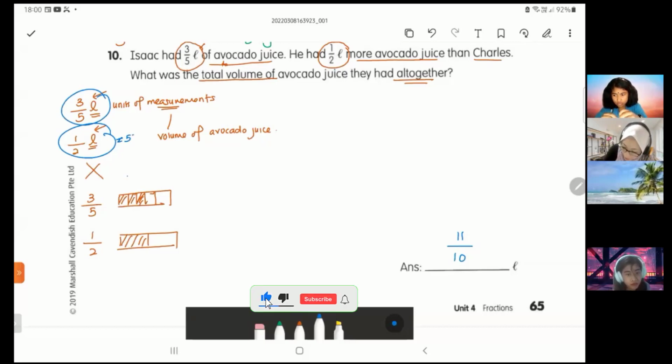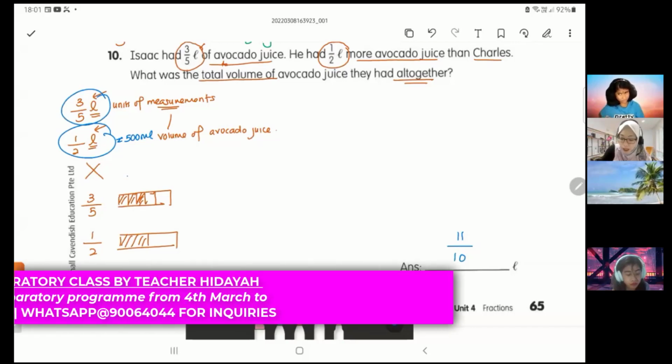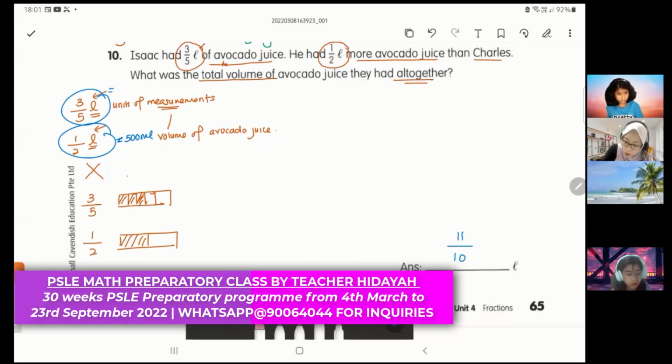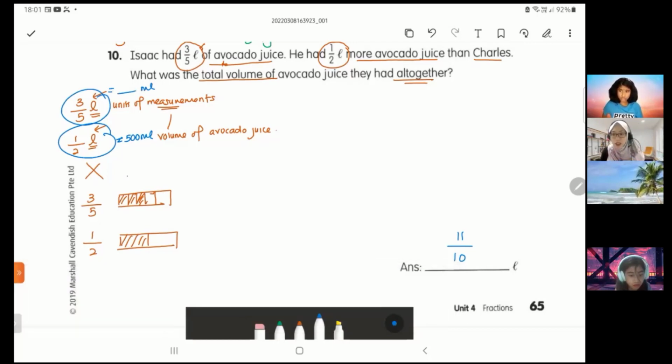Because this is actually 500 ml when I convert. And 3/5 liters, I can convert also to ml, because these are units of measurement. This is volume. So those of you who did this, then you're wrong really. I'm just telling you by the way, it is like that.